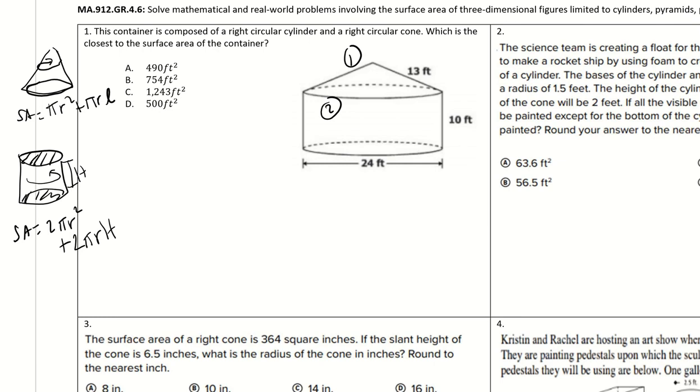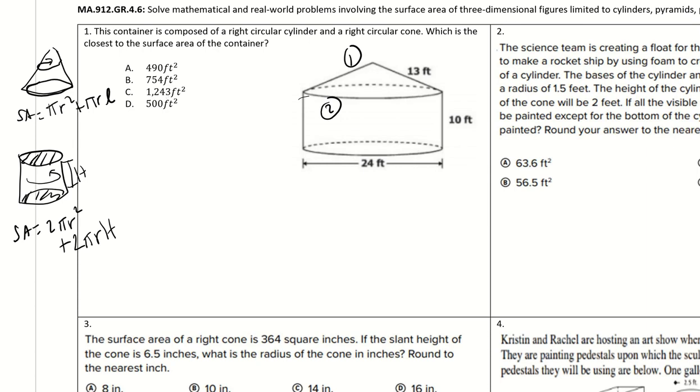However, we want to keep in mind that for this particular object, we want the surface area of the container itself, and we don't care about the bottom part of the container. We only care about the outer portion. We don't even care about the bottom of the cone either, because they're all meshed together into one object. So we are not going to do the pi r squared for the bottom. We only care about the outer portion.